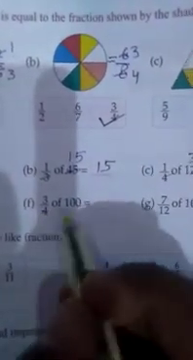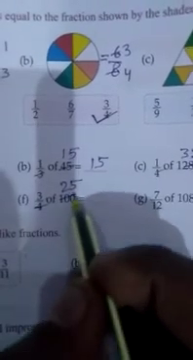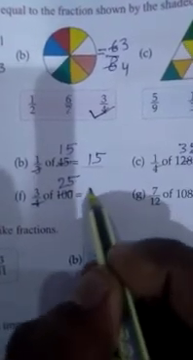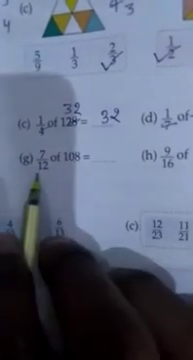So it will be 4 2s are 8, 4 5s are 20, 25 times, and 25 3s are 75. So 75 will be the answer. Now question G, 7 upon 12 of 108. Now we will divide 108 by 12.